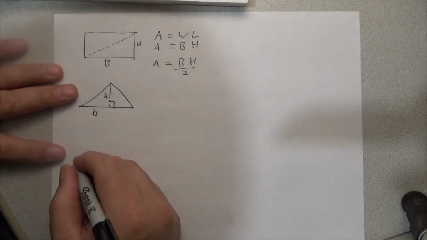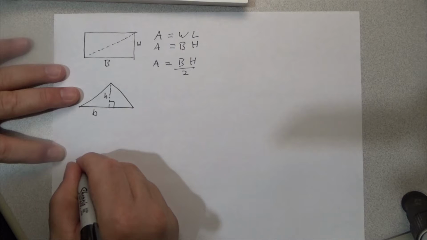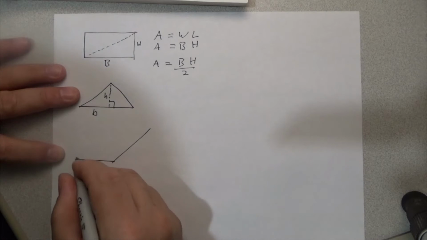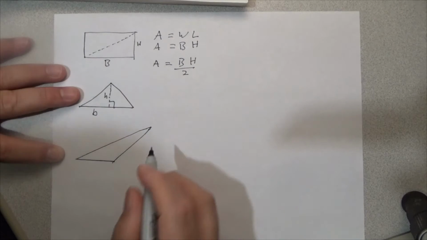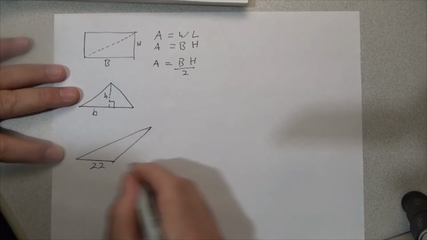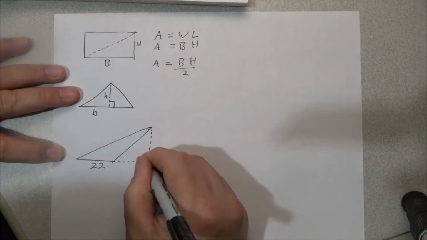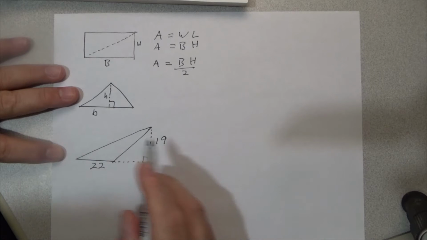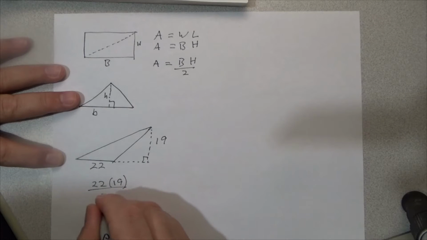You can see an example of that on page 669 near the top, where we've got the base like that. Okay, so this would be the base, and I think they actually say that that's 22, and then the height is out here, and it's 19. So the area of this triangle is 22 times 19 divided by 2.